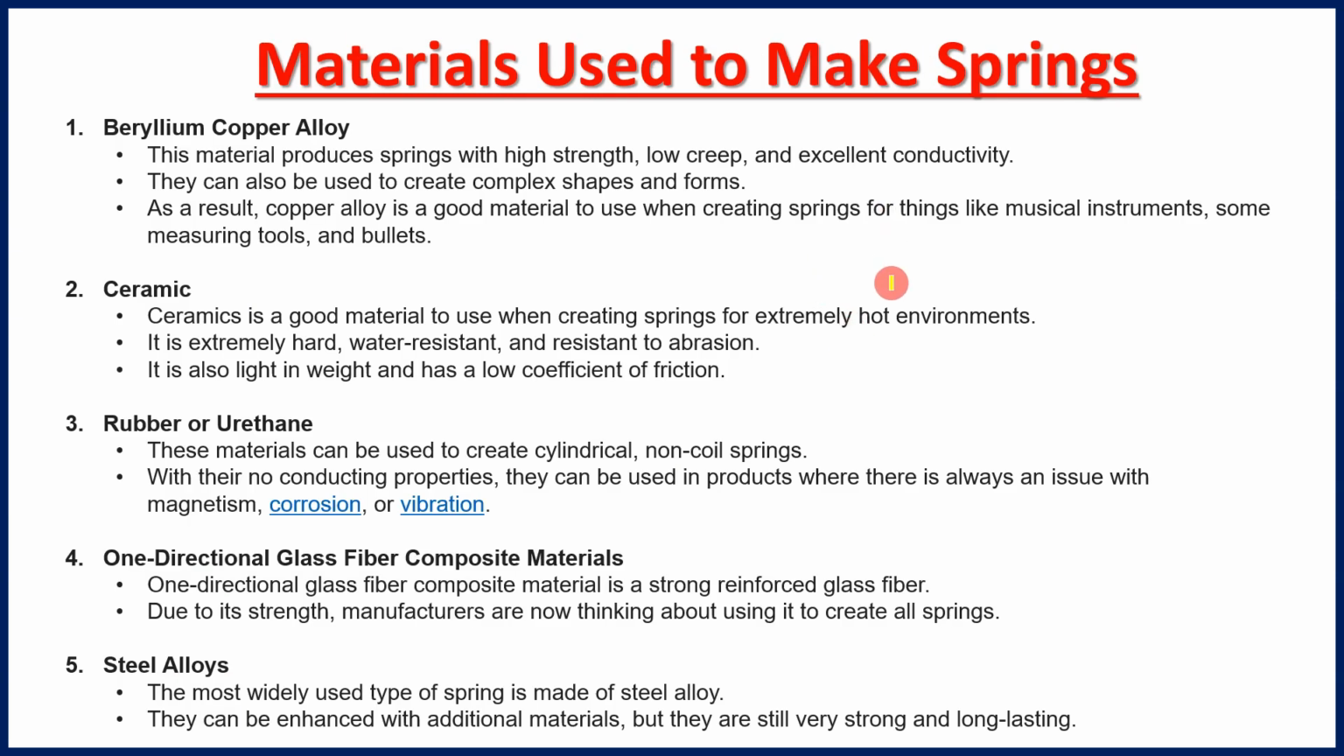On the material, we can make springs from different materials. In that, there are copper alloy, ceramic, rubber, glass fiber composite material, and steel alloy. These are the different types of material we can use to make the spring. Generally for metal springs we commonly use steel alloy.